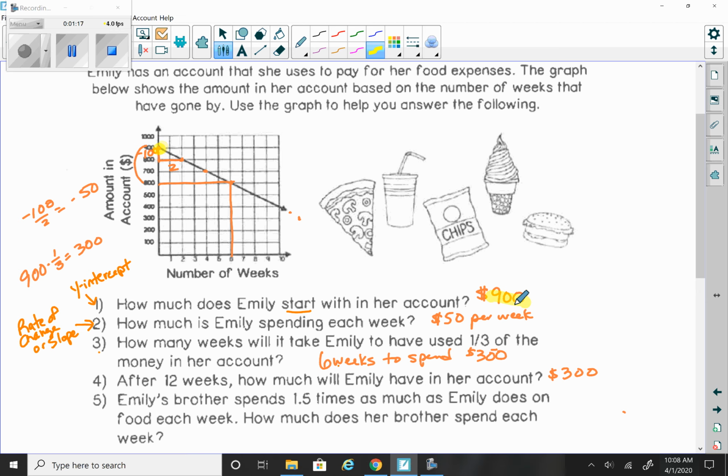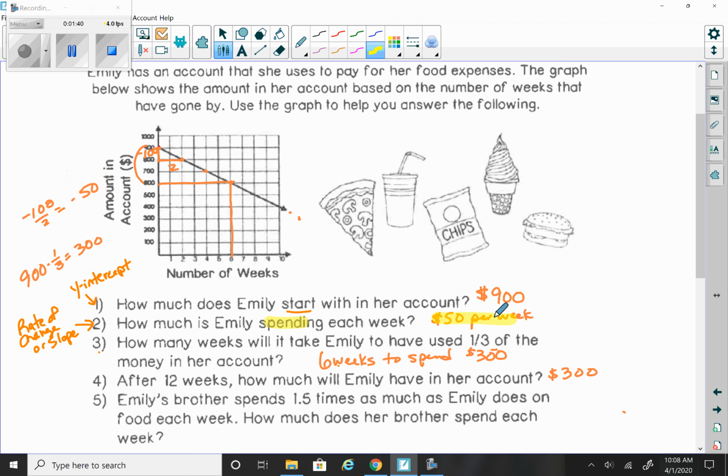Number 2, how much is Emily spending each week? Again, the amount you're spending per week, that's your rate of change or your slope. So you can see I drew a little slope triangle. You can tell that the y-axis is going by hundreds. So if you go down 1 and over 2, you're going down 100 and to the right 2, which gives you a slope or rate of change of -50. That means that she's spending $50 each week.